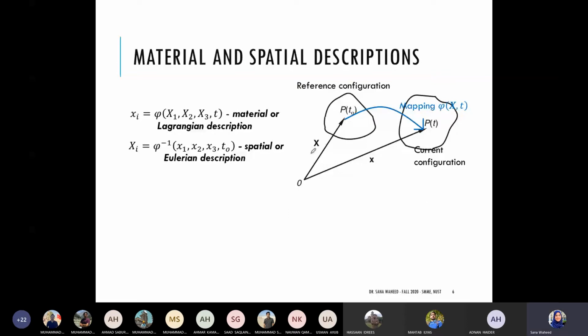As we've just seen, if we are describing a property in terms of the reference position, capital X's, then it's known as the material या फिर Lagrange description. And when we're using the small x's, that is the current position, then it's known as the Eulerian description. Now, I know कि अभी तक तो मैं सिर्फ उनकी positions को ही describe कर रही थी using the reference or the current. But what this basically means is कि you could be describing any physical property.